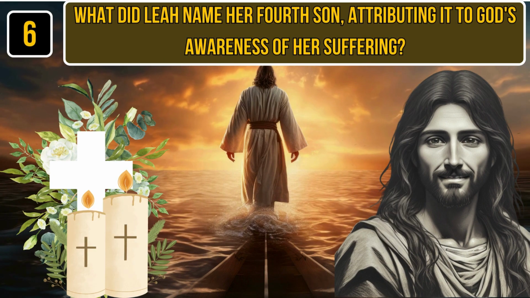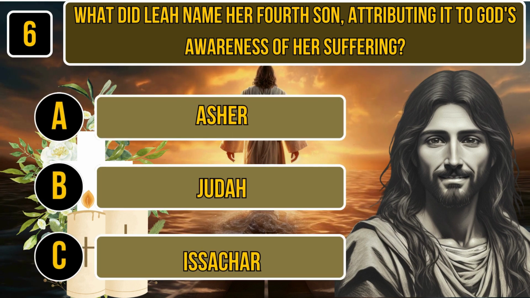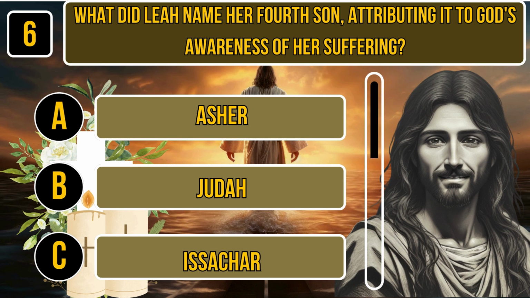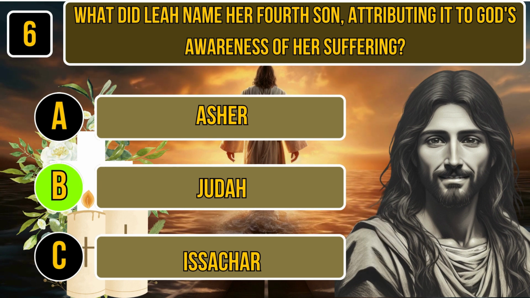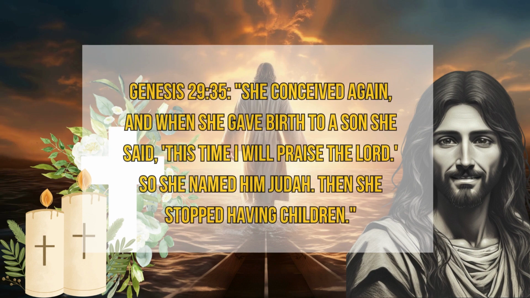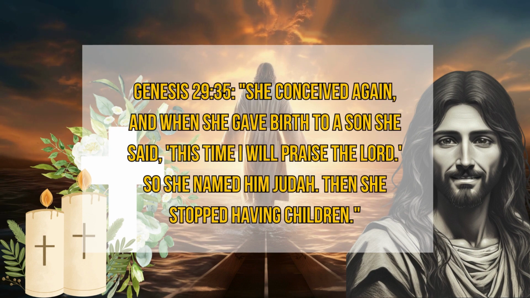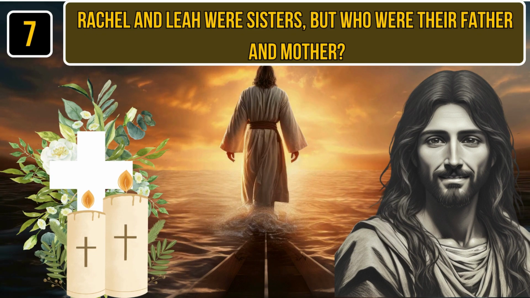Question number 6. What did Leah name her 4th son, attributing it to God's awareness of her suffering? A. Asher. B. Judah. C. Issachar. Time for thinking. The correct answer is Judah. Genesis 29:35. She conceived again, and when she gave birth to a son, she said, "This time I will praise the Lord." So she named him Judah. Then she stopped having children.